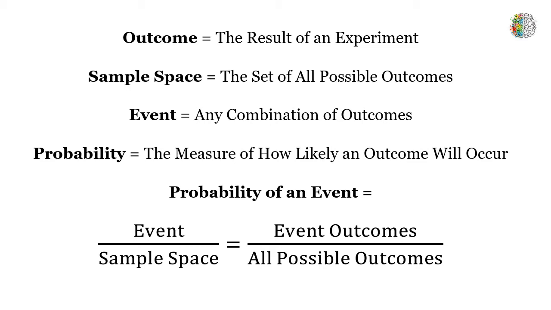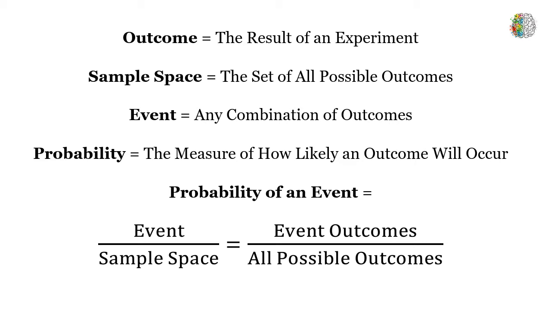Then we'll look at some visual and numerical examples to help demonstrate how to find the sample space and the probability of an event. The first term is outcome, and this is just the result of an experiment. So when we do an experiment, whatever our result is, we call that an outcome. The sample space is the set of all possible outcomes. So this is your total possible answers when we do an experiment, or the total number of results. That is all going to be considered your sample space.